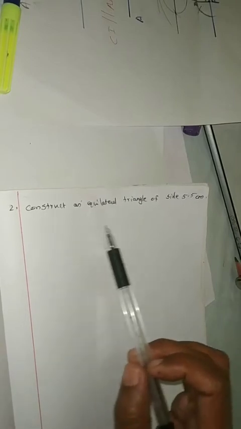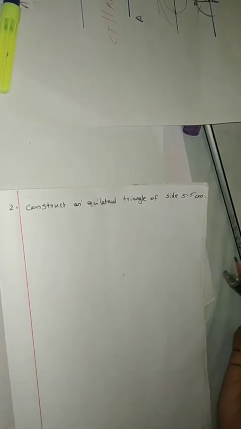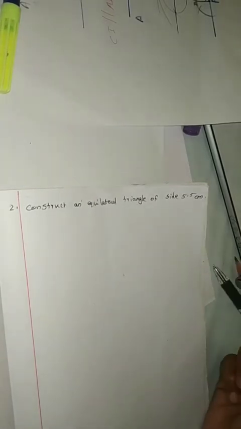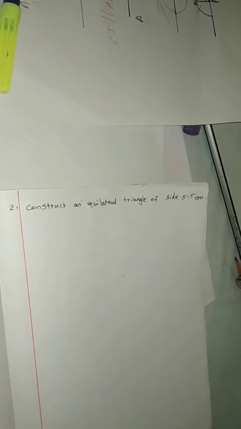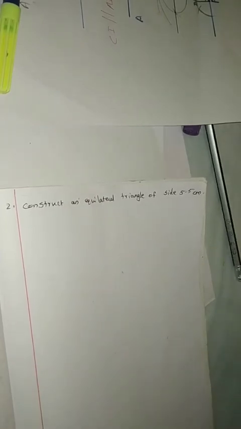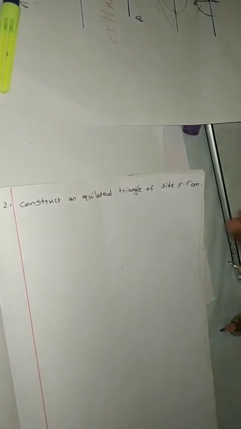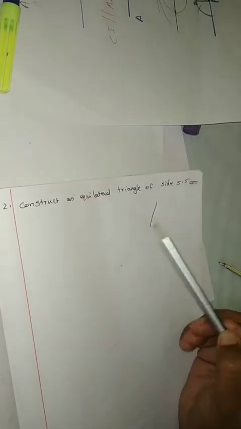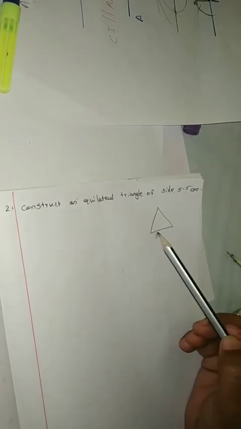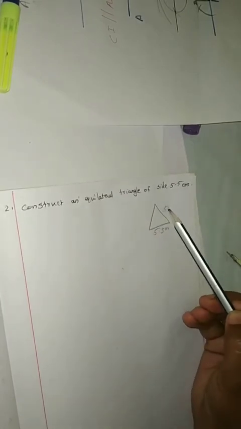Second question: construct an equilateral triangle of side 5.5 centimeter. What is the specialty of an equilateral triangle? All sides are equal in length. That is the equilateral triangle. Now we can draw the rough diagram of an equilateral triangle. One side is 5.5 centimeters, so all sides will be 5.5 centimeter.